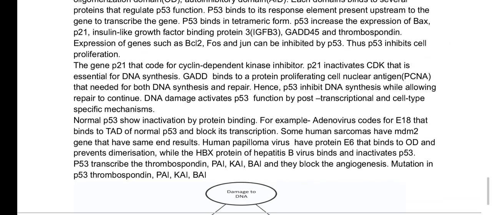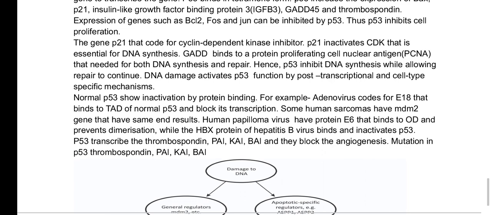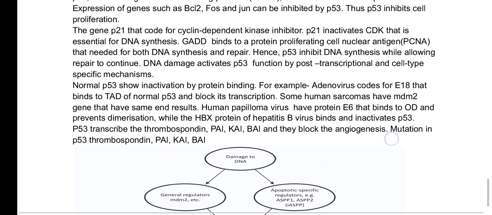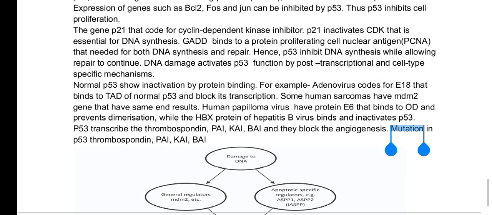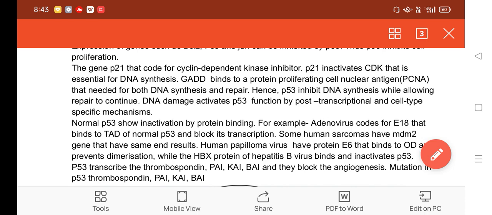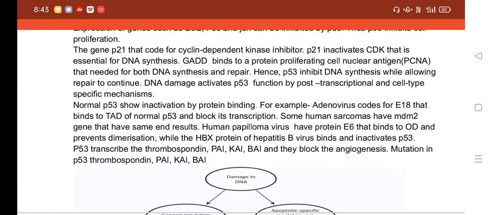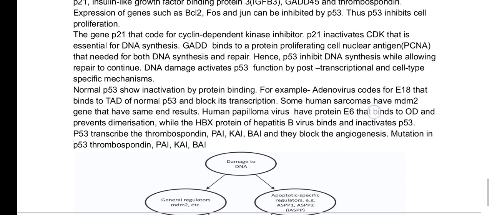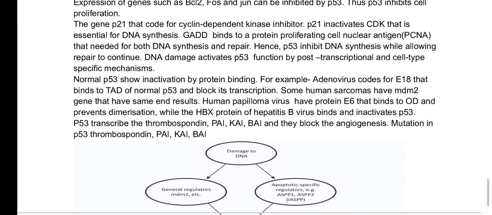p53 increases the expression of BAX, p21, insulin-like growth factor binding protein 3, GADD45, and thrombospondin. Expression of genes such as BCL2, FOS, and JUN can be inhibited by p53. Thus, p53 inhibits cell proliferation. The p21 gene codes for the cyclin dependent kinase inhibitor p21, which inactivates CDK that is essential for DNA synthesis. GADD45 binds to proliferating cell nuclear antigen, which is needed for both DNA synthesis and repair. Hence, p53 inhibits DNA synthesis while allowing repair to continue.